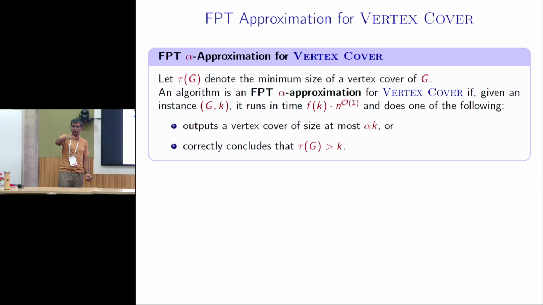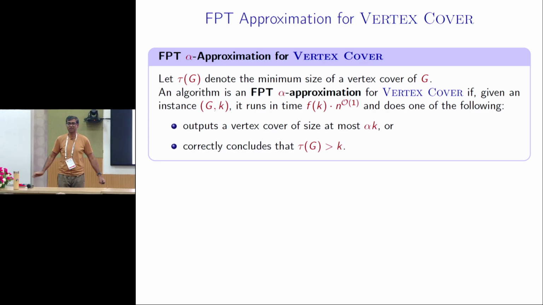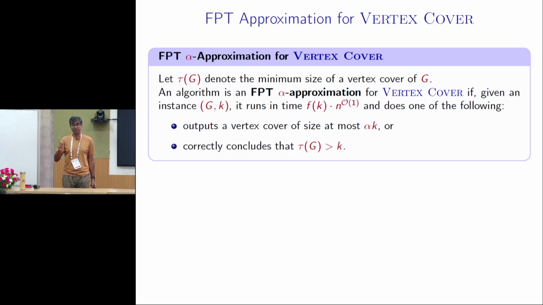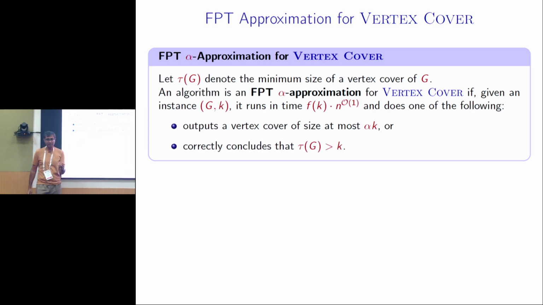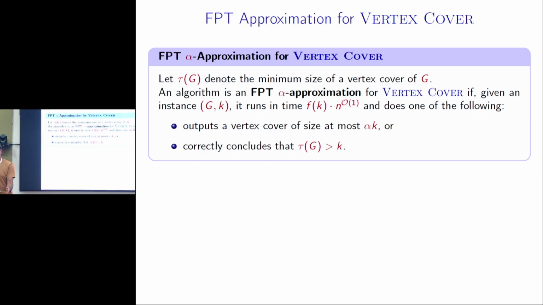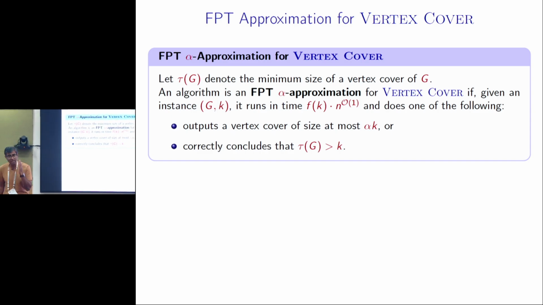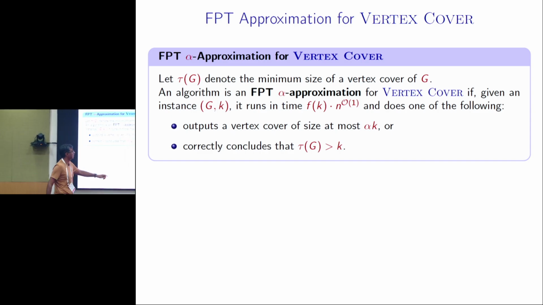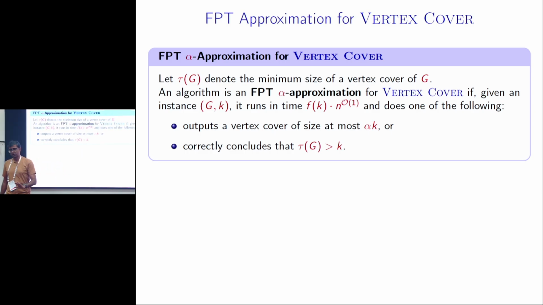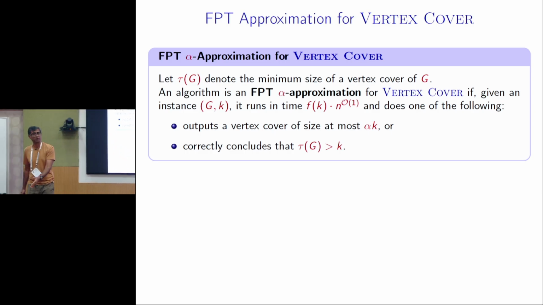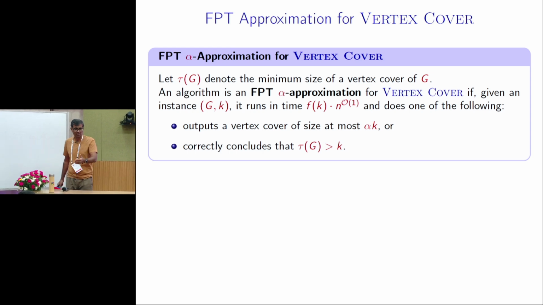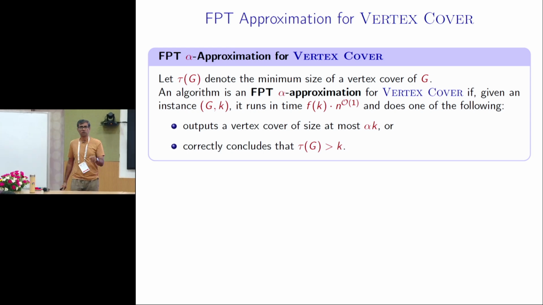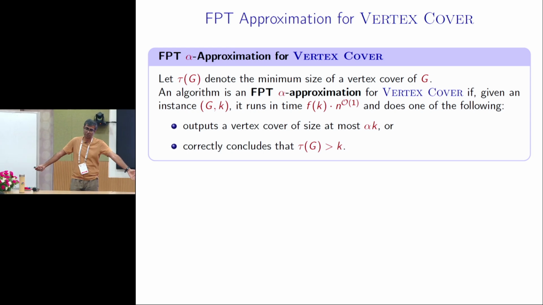So I gave you this number k, okay? If you give me a solution of size alpha times k, I don't ask you any question. But when you say no, you are correctly concluding that the reason I failed is that there is no vertex cover of size at most k. The minimum vertex cover has size at least k. But when it returns alpha times k, it doesn't mean that it has a vertex cover of size at most k. It could be that it has a vertex cover of size 2k and I returned you a vertex cover of size 2k.